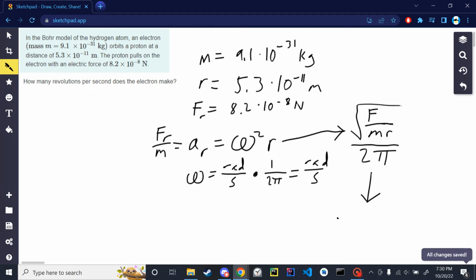This means that it is making 6.56 times 10 to the 15 revolutions a second.